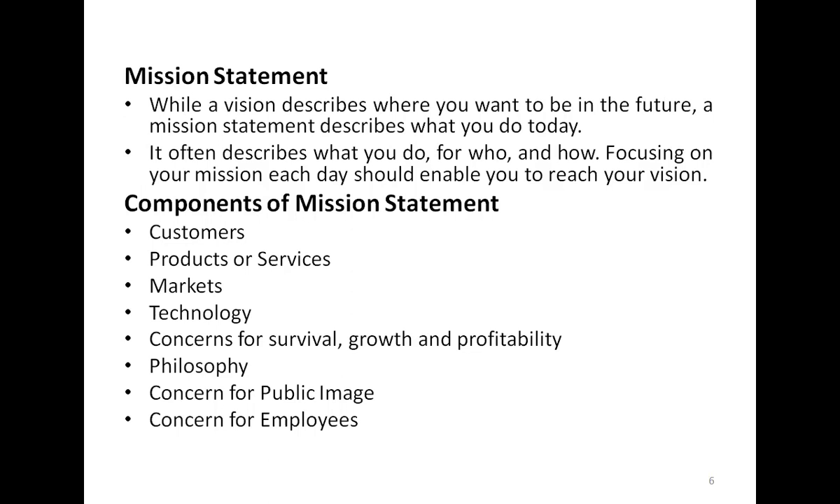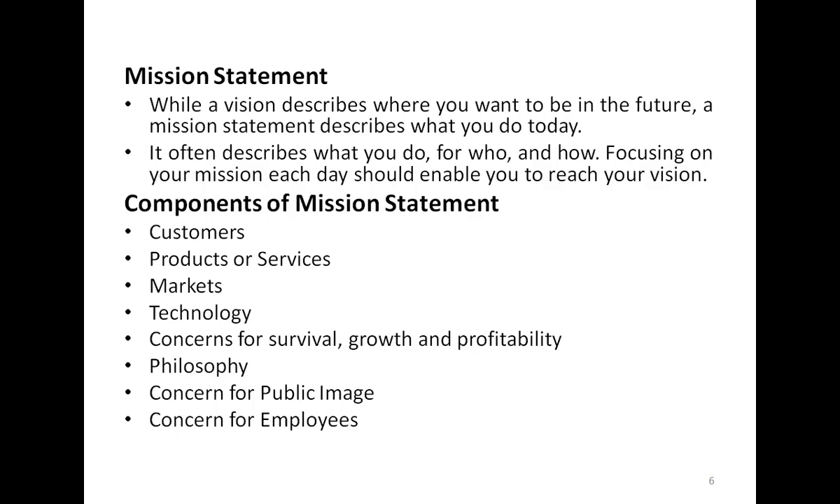Then concerns for survival, growth and profitability. This is actually for the shareholders, who are the owners of a company. So a good mission statement should have concerns for the survival, growth, and profitability of the company. Although it is not associated with the customers, it is associated with the owners of the business or organization. If a business in its mission statement says that its future is going to be very bright, then as investors, each and every individual will be interested in investing in that company, because its mission statement says that the future of that company is bright.